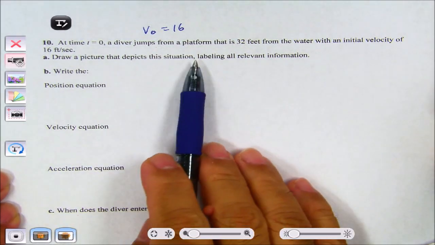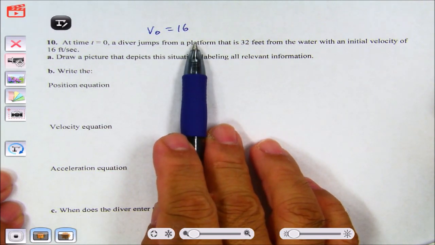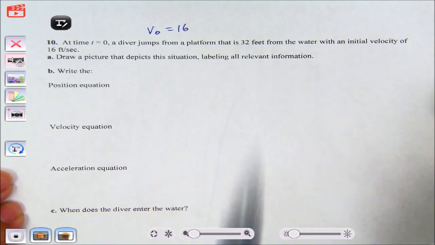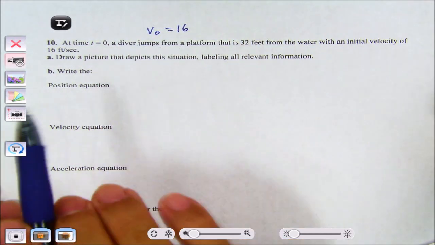Now, if the initial velocity is 16 feet, which direction is he jumping? Up. Okay? So remember position: position is how far off the ground are you? So he'd have to be diving straight down, and it would have to be negative. Okay, that made no sense. Let me start over.